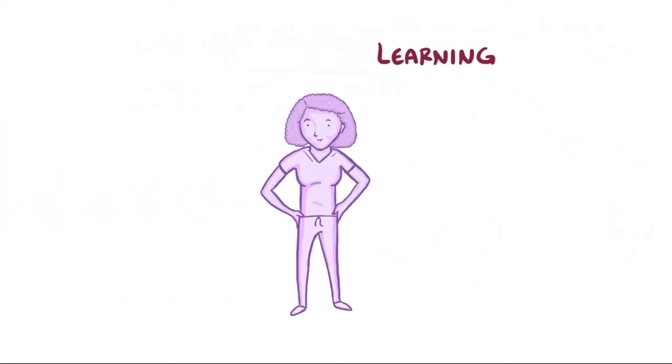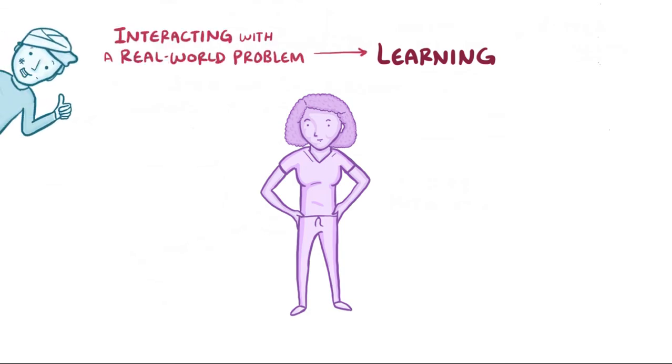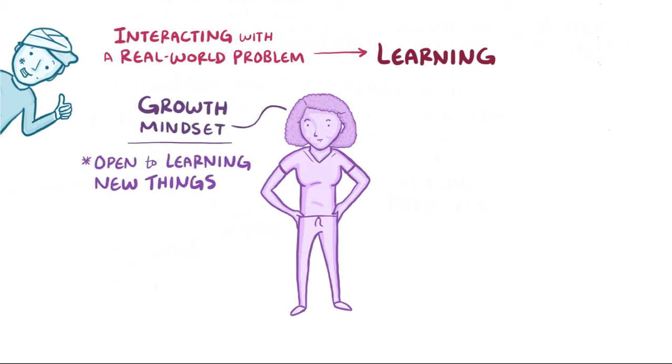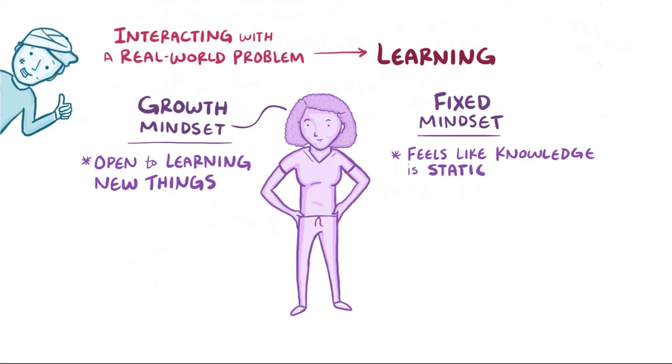For Lindsay, adaptive learning started and ended by interacting with a real-world problem. And to succeed at this, it took a growth mindset, which is when a person is very open to learning new things. The opposite of a growth mindset is a fixed mindset, which is when a person feels like their knowledge is static, and they're afraid of new challenges because they don't want their ignorance to be discovered.